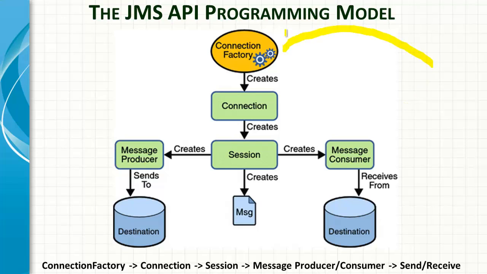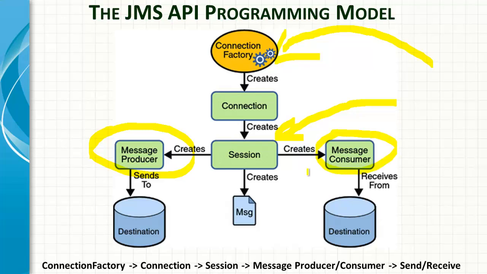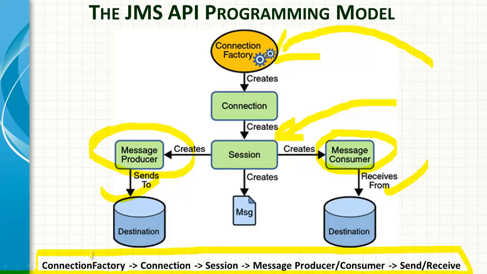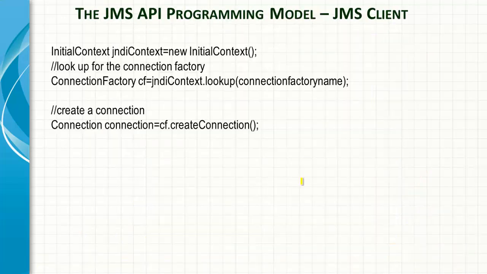Similar thing happens here. We create the connection. Connection gives you a session. Session creates either a producer or a consumer, and the producer will send a message, the consumer will receive a message. That's a typical JMS API programming model. So you always need to remember this sequence in the JMS world: you have a factory, you have a connection, then you get a session. From the session you get either a producer or a consumer. If it is a producer, it will send; if it is a consumer, it will receive.